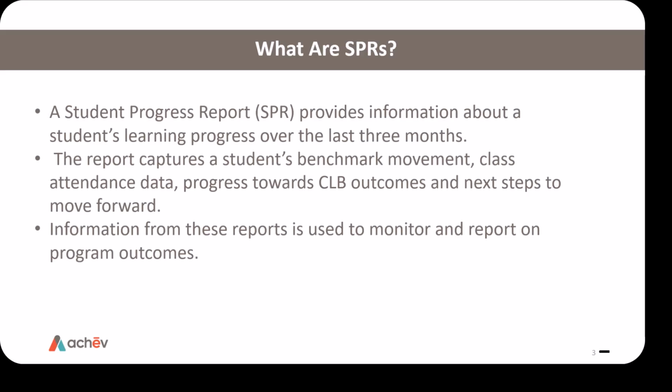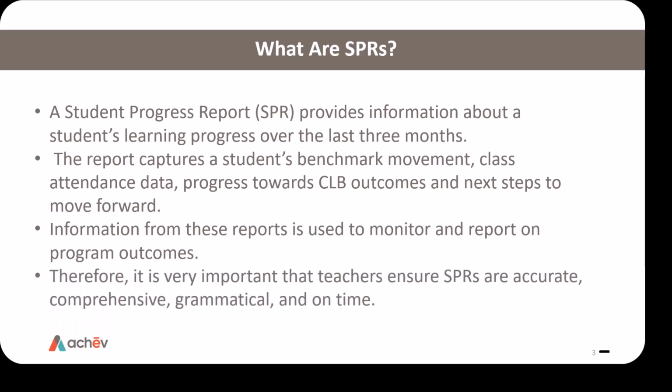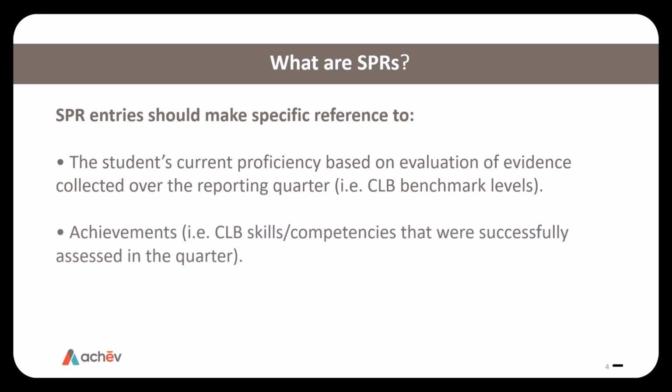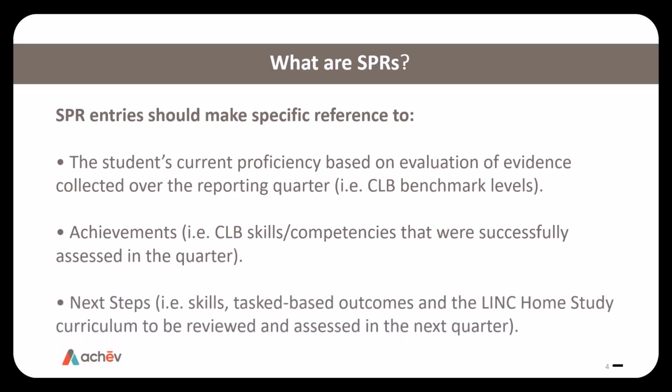Therefore, it is very important that teachers ensure SPRs are accurate, comprehensive, grammatical, and on time. SPR entries should make specific reference to the student's current proficiency based on evaluation of evidence collected over the reporting quarter, such as CLB benchmark levels. Achievements, such as CLB skills and competencies that were successfully assessed in the quarter. And next steps, such as skills, task-based outcomes, and the Link Home Study curriculum to be reviewed and assessed in the next quarter.